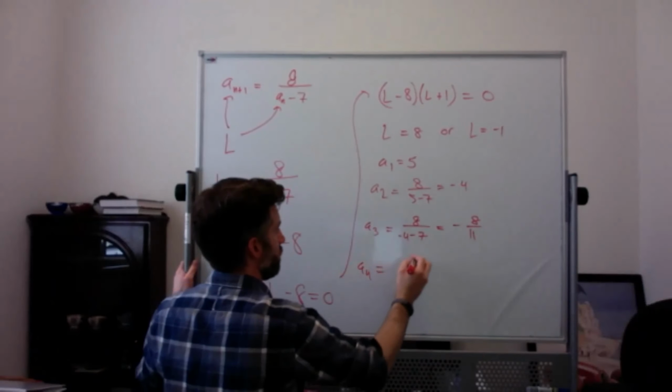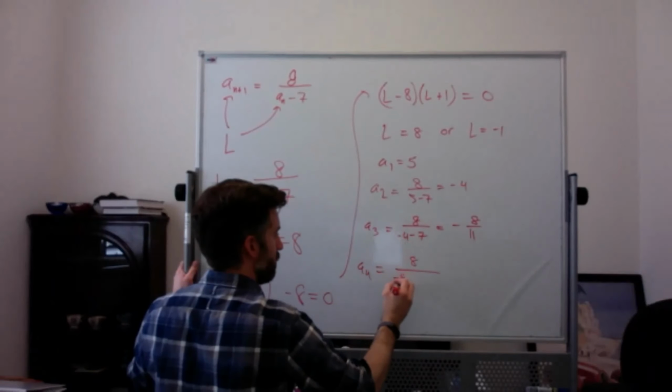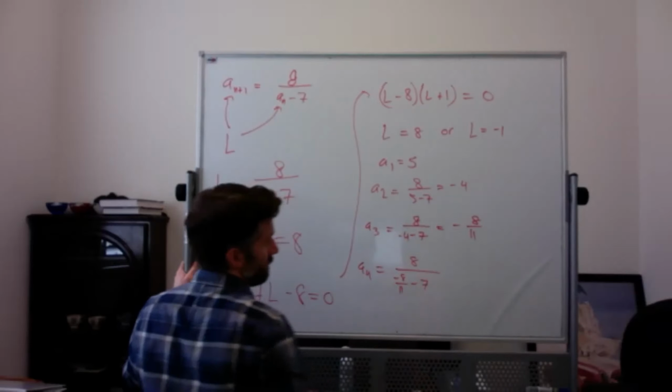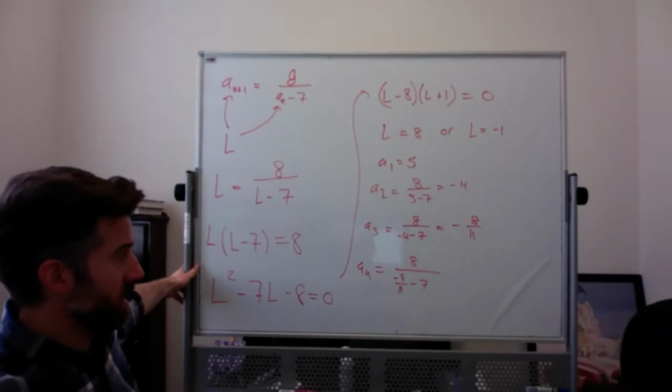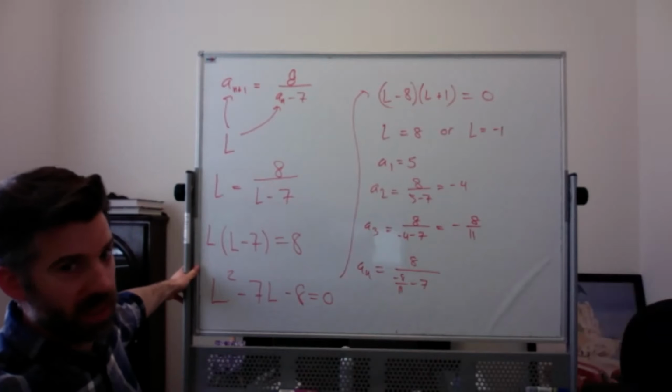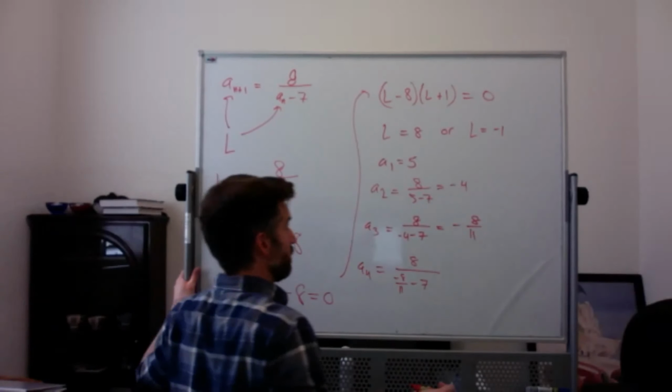A sub 4 equals 8 over, so I'm plugging in negative 8 elevenths minus 7. That's definitely going to be negative because the bottom is negative, right? It's negative 8 elevenths minus 7. So my guess is that 8 definitely is not the limit. This isn't getting closer and closer to 8 if I start at 5. And it's probably getting closer and closer to negative 1.